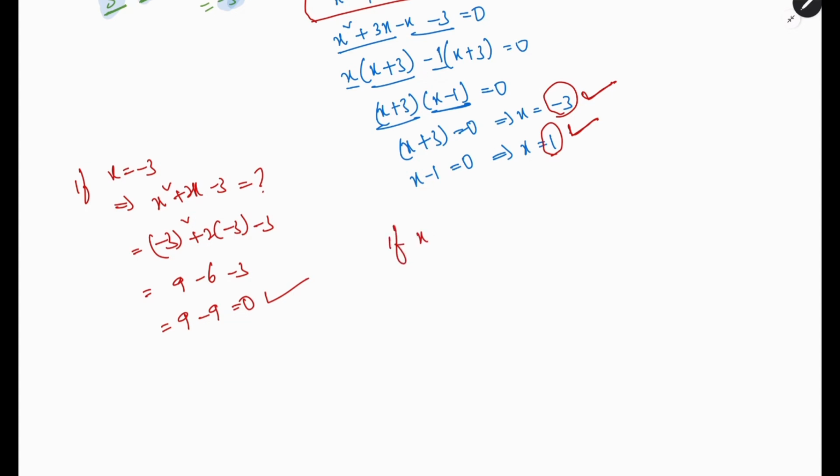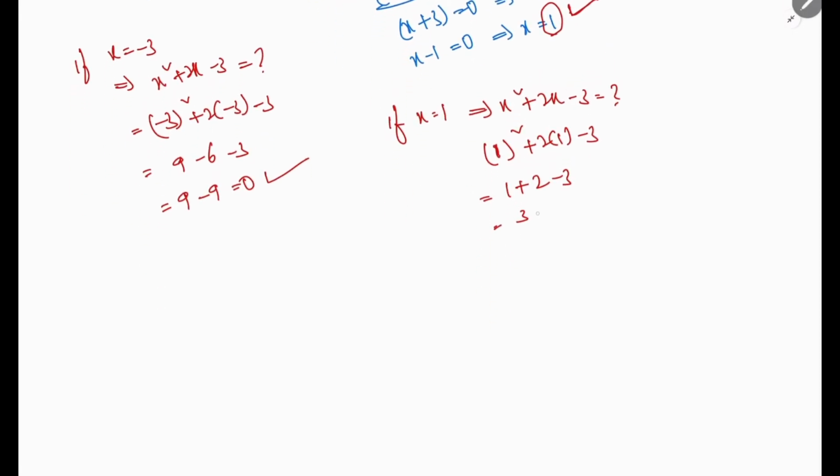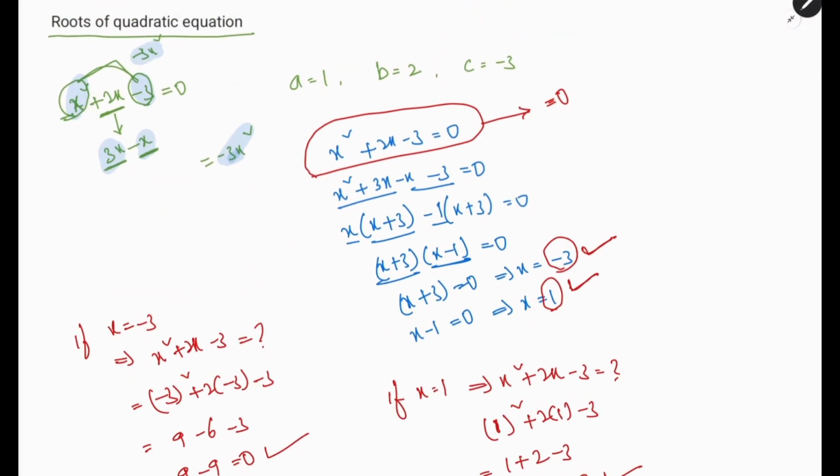And if x equal to 1, then x square plus 2x minus 3 is what? Here x is 1 square plus 2 into 1 minus 3. It is 1 plus 2 minus 3, that is 3 minus 3, that is 0. See, we got this also correct. So here minus 3 and 1 are the roots or the zeros of this quadratic equation. Roots can also be called zeros. Okay.